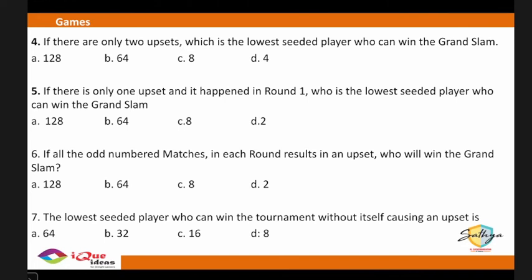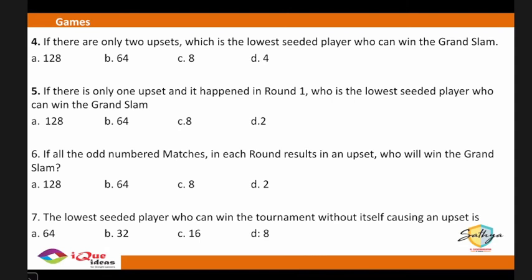Next one. If there is only one upset and it happened in round 1, then who is the lowest seeded player who can win the Grand Slam? Pretty much straightforward. We have already seen that in the previous one. For 128 to win, you need minimum 7 upsets. For 64, minimum 6 upsets. And for 8, minimum 3 upsets. If there is just one upset, then 128, 64 or 8 cannot have won. So the only person who could have won in this situation is number 2. So with a single upset in round 1, the lowest seed player who can win is just 2.